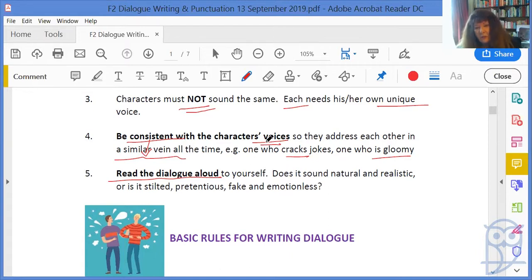So, does what you've written sound natural? Does it sound real? Or does it sound fake with no emotions? It's not really the way people would actually speak. Okay? I mean, do you say to your mom, excuse me, mater, I would be so obliged if you could bring me some cake? Or do you say, Mom, I want some cake? You know, think of the difference between those two formal and informal types of speech.